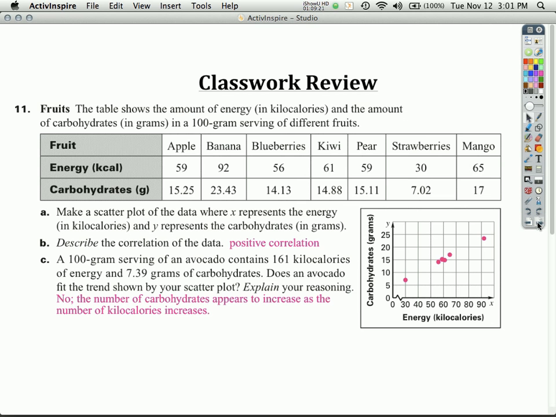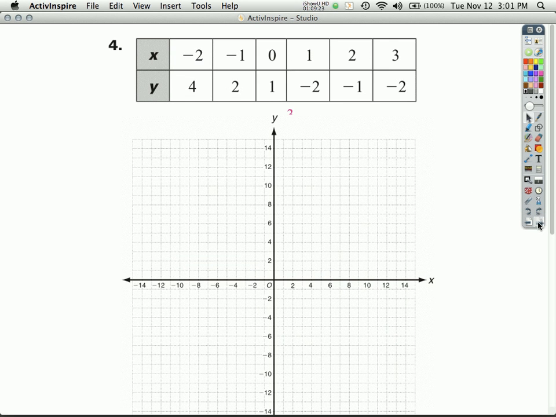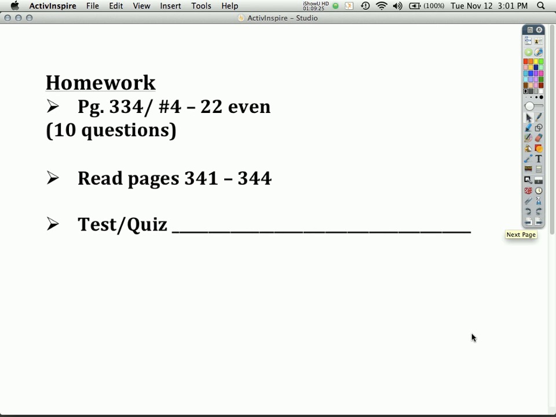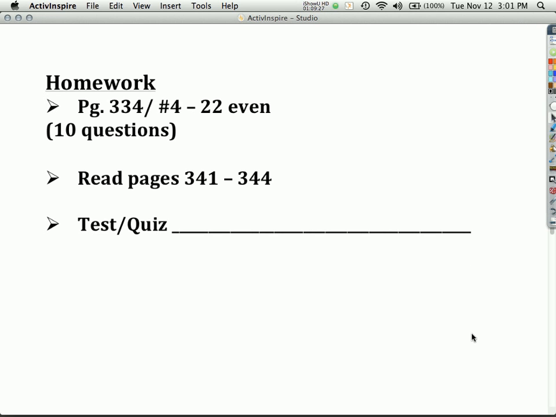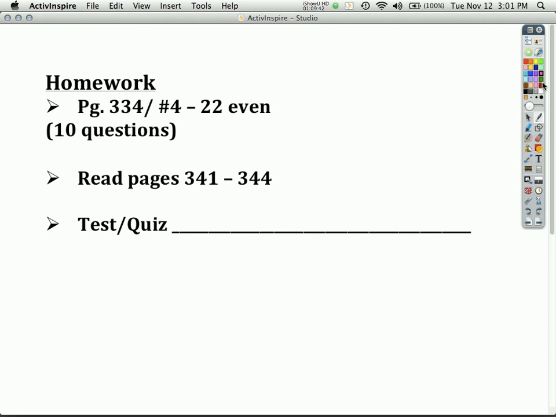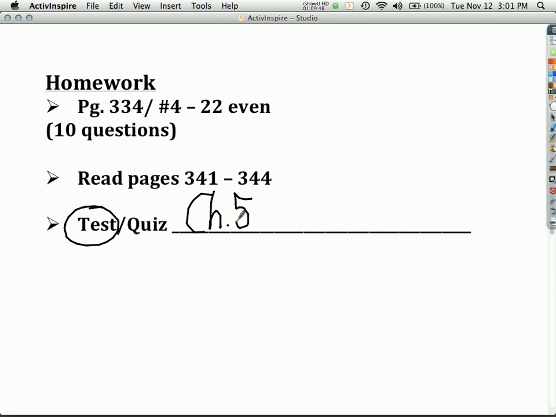Okay, draw a line across your paper. Your homework is page 334, numbers 4 through 22 even. That's 10 questions. And you're going to read the next section. And then your test on chapter 5 is next week.